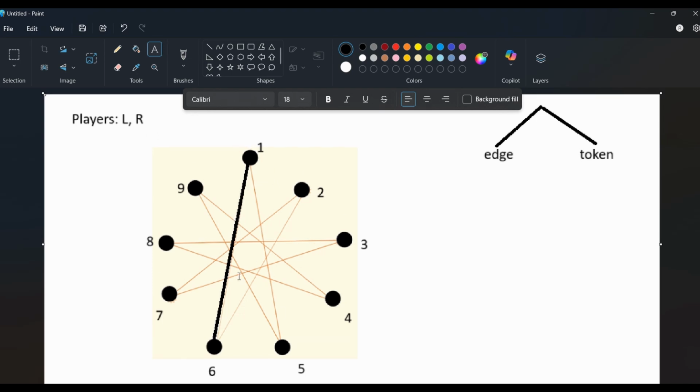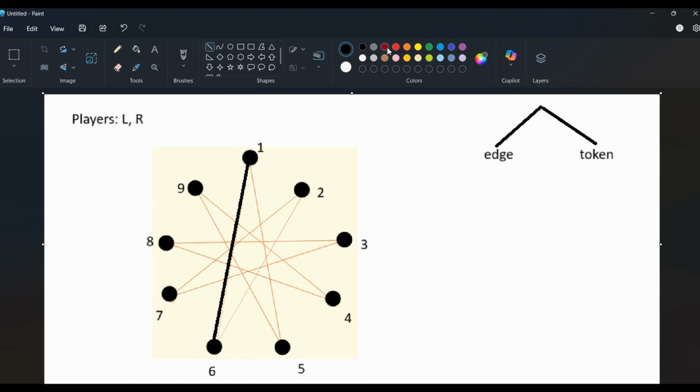So L is playing this 1-6 edge, and that's just as equivalent as playing 2-7. Let's say next R is going to play 7-3. Now this case is equivalent to L playing 9-5 and R playing 6-2, because that's just the rotated version of this. So that's the reason we only care about finding representative configurations and not all specific configurations.